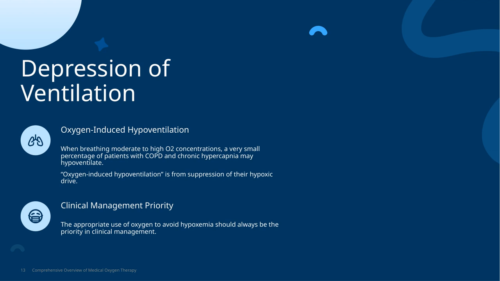So the biggest takeaway is that while oxygen therapy is vital, especially in hypoxemic patients, we must be mindful of this potential side effect. Balancing oxygen delivery to avoid both hypoxemia and hypoventilation is a critical part of our clinical management. It ties into the overall theme of careful, individualized patient care to optimize outcomes.